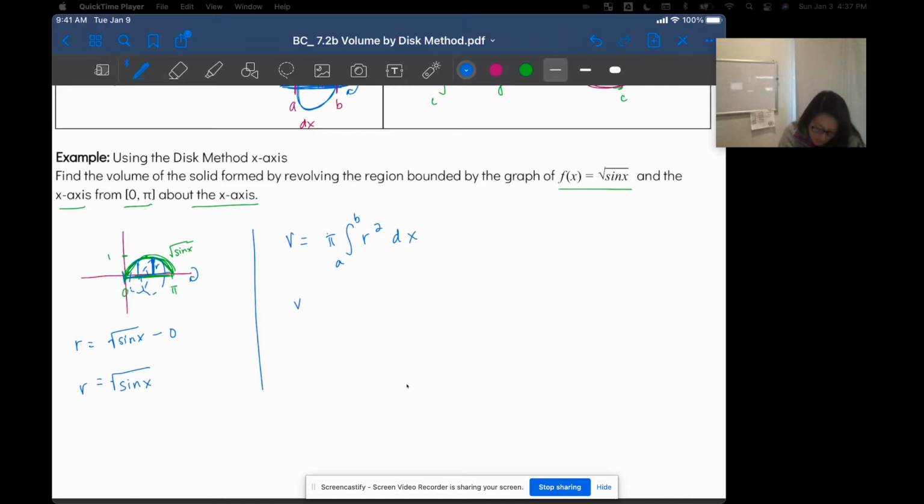I can see that my left bound is 0, my right bound is pi, okay? My radius is defined by the square root of sine of x, and then remember you have to square that because you're actually finding the area of a circle, so squaring your radius, dx. So I get the volume is equal to pi times the integral from 0 to pi of sine x dx.